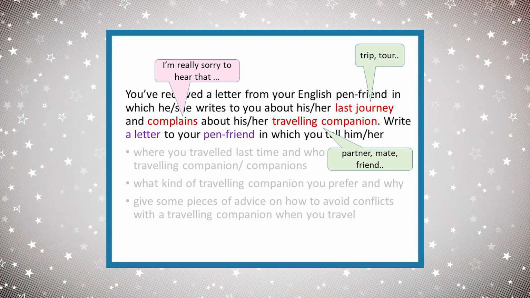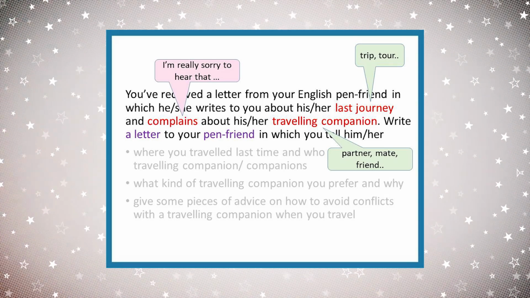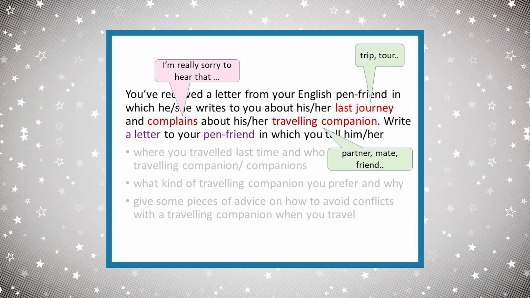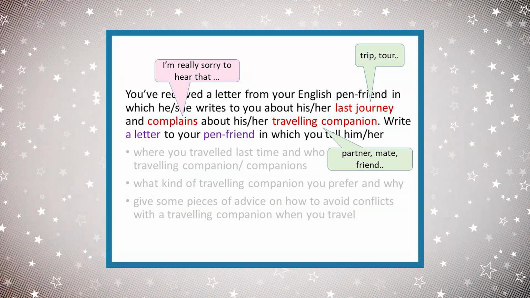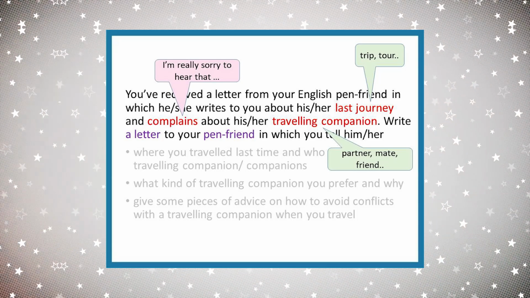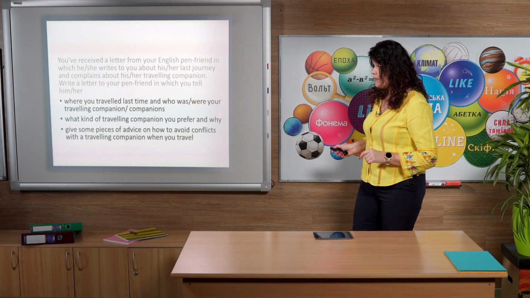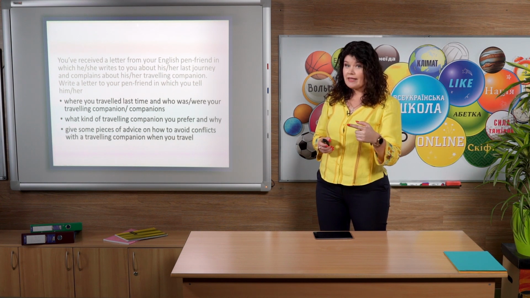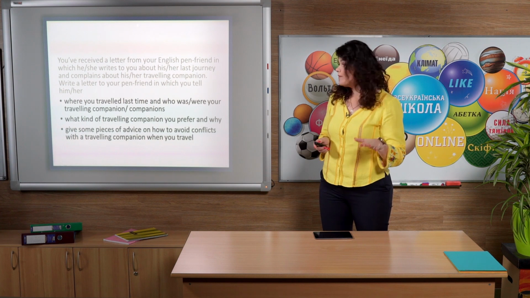And if your friend complains, what should you write? I'm sorry to hear that. Right? Good. So, we've analyzed only the first paragraph, and already we have some ideas to be used while writing your letter. Let's move on to the conditions. There are 3 conditions, and each of them should be analyzed in the same way.